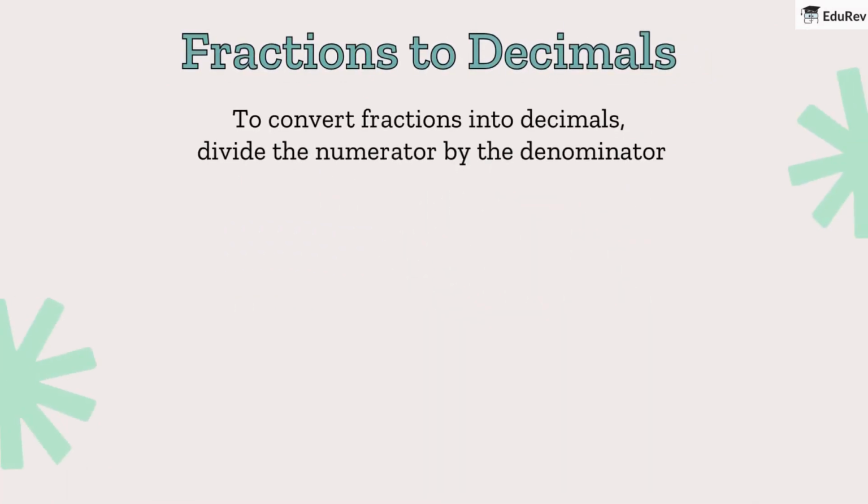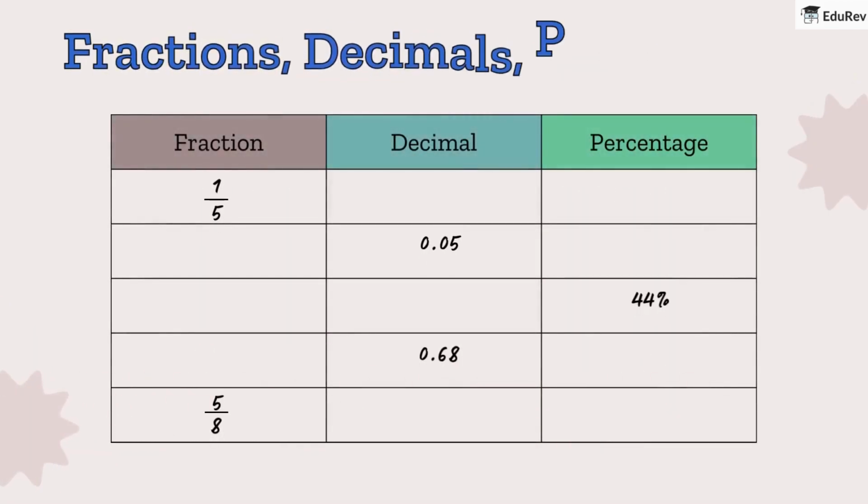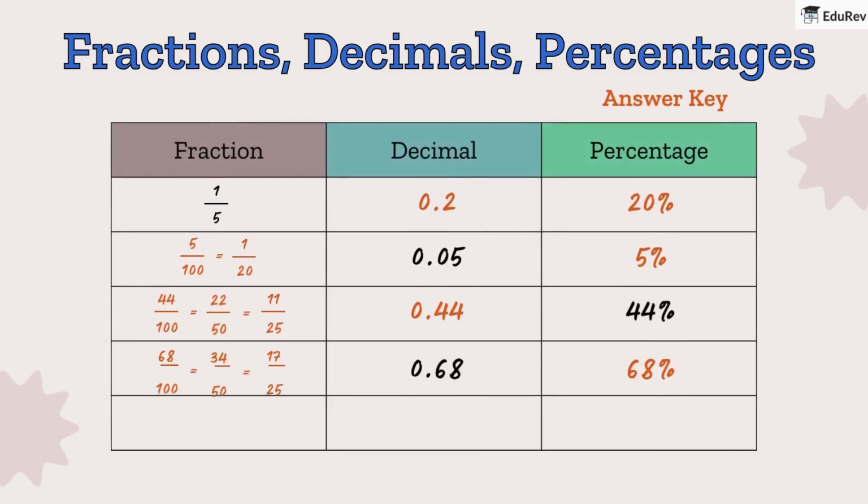Fractions to decimals. To convert fractions into decimals, divide the numerator by the denominator. For example, for 3 by 8, when 3 is divided by 8, we get 0.375. Now, solve this exercise of converting fractions to decimals and then to percentages. Here's the solution.